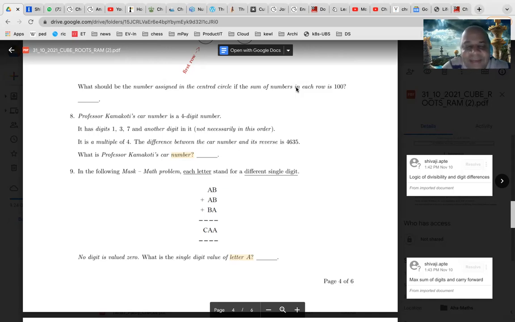So this is what I meant by what is the number. See, there are only 3 possibilities, right? First digit is 1, first digit is 3 or first digit is 7. It can be only one of them. And the last digit has to be an even number. Correct?